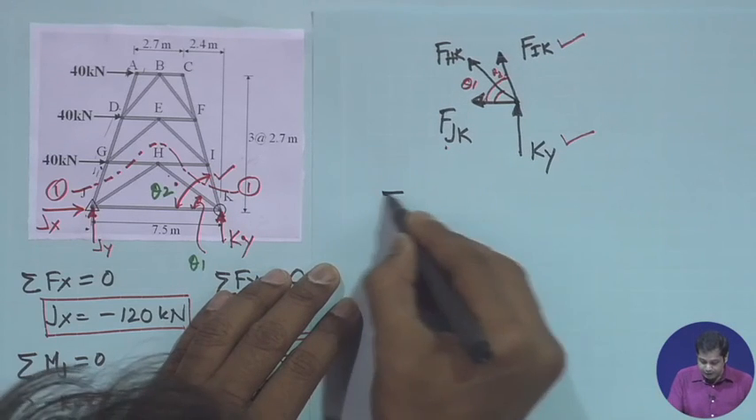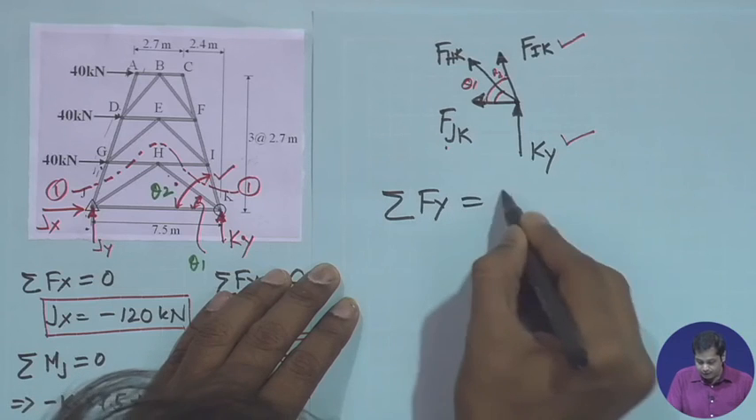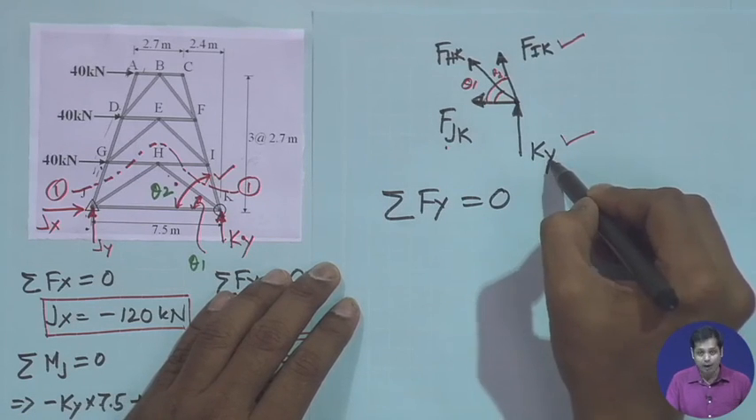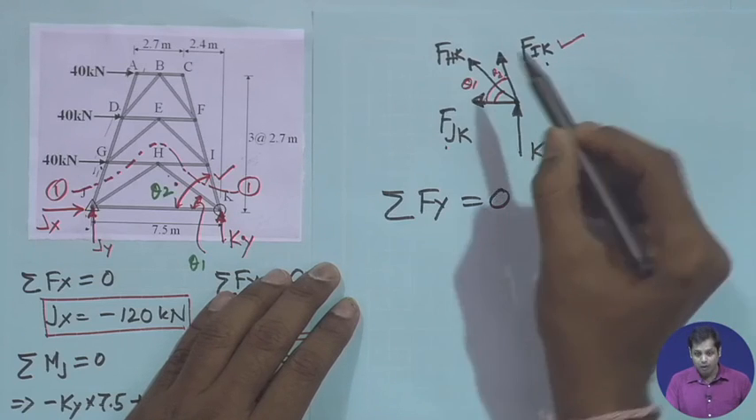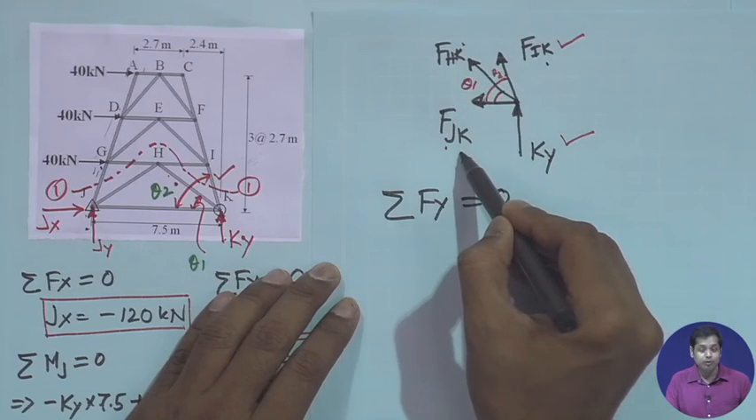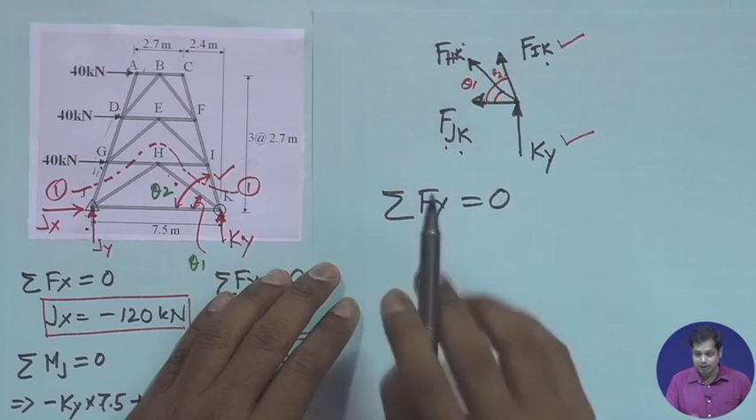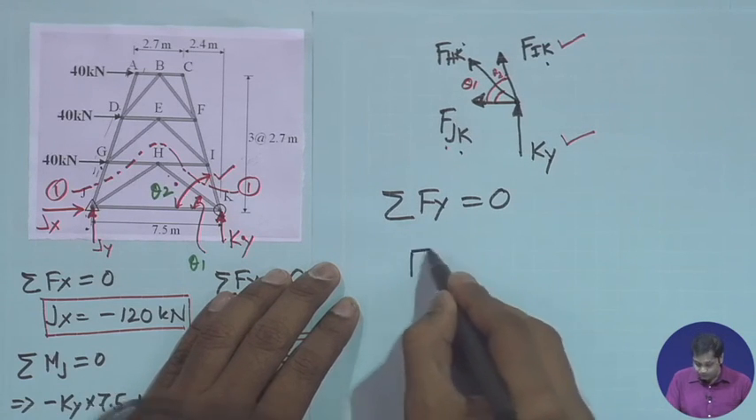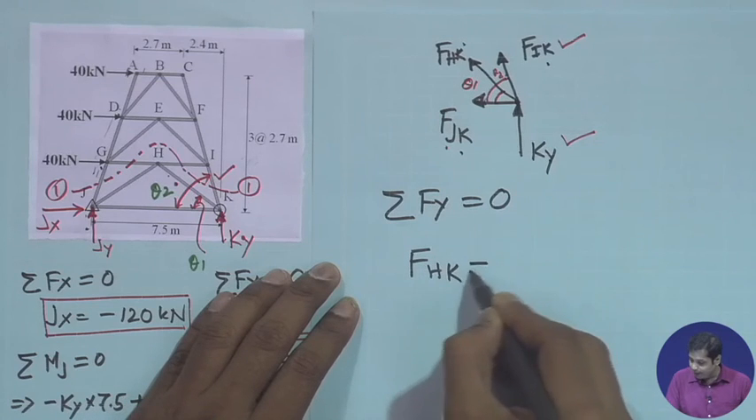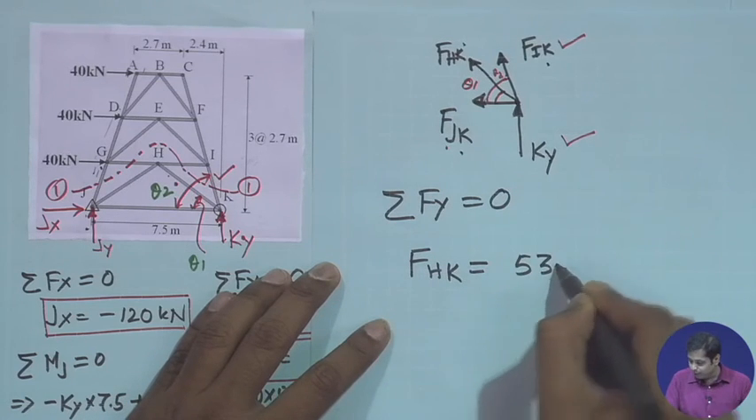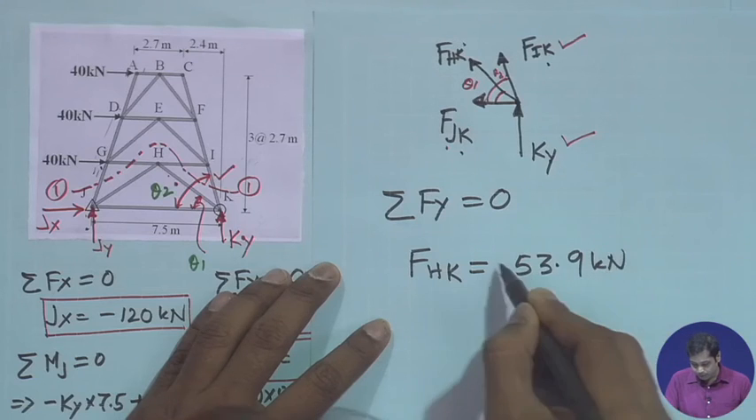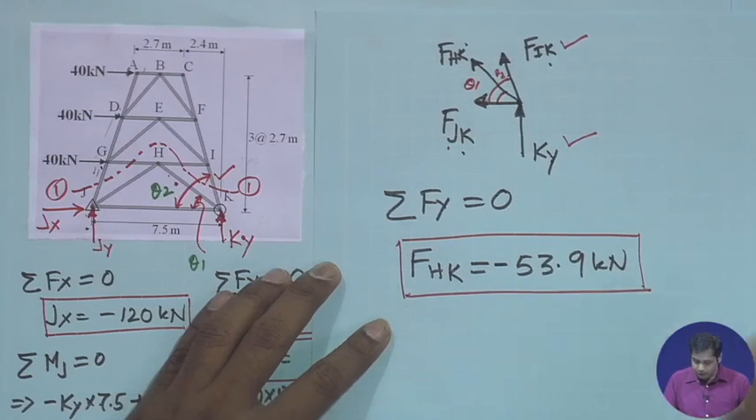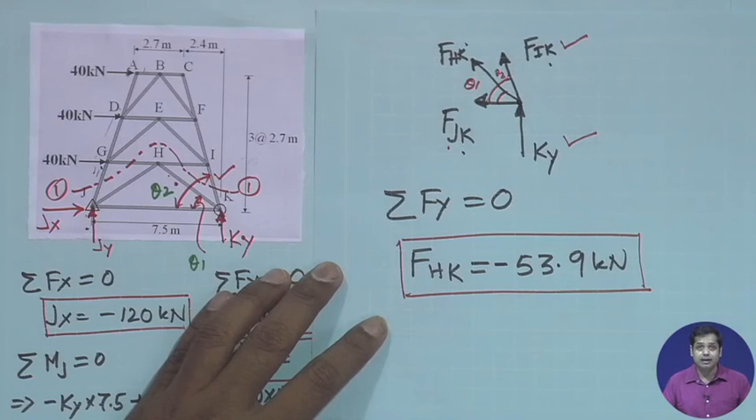So if we take summation of Fy is equal to 0, then what are the components? We have the Ky, component of Ik, component of Hk. There will be no component of Jk because it is in the horizontal direction, and if you do that, then finally, again this part I leave it to you, Hk is equal to 53.9 kilonewton minus. So these are the forces in the two members.